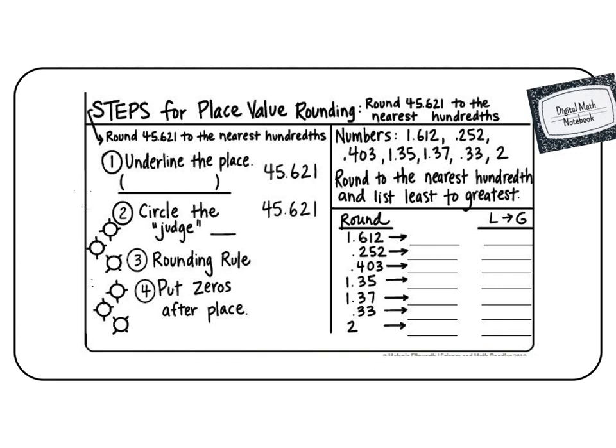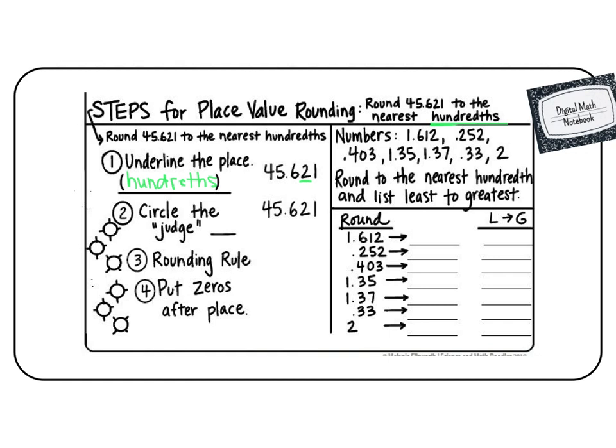Here are steps for rounding decimals. It says we're going to round 45.621 to the nearest hundredths. Now let's follow some steps to see how close we are. Our first step is to underline the place value. I did it over here to the right. We are going to underline the hundredths place. So in our number, the hundredths place is the 2. Okay?